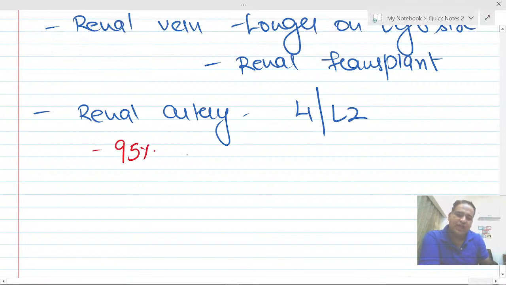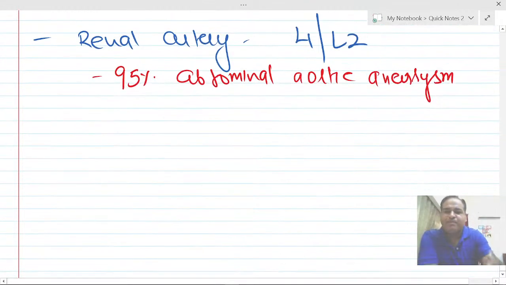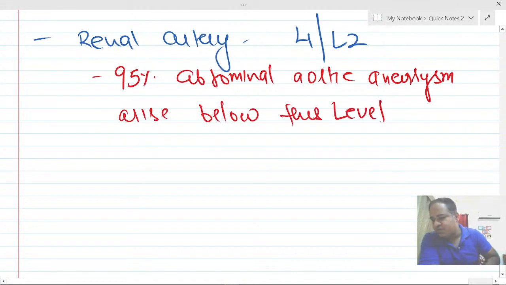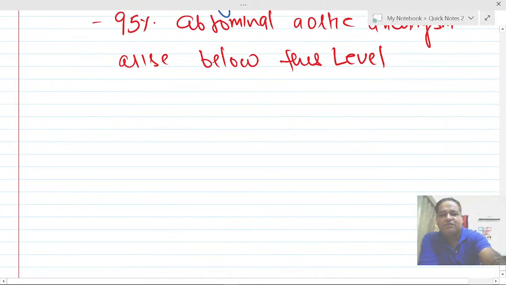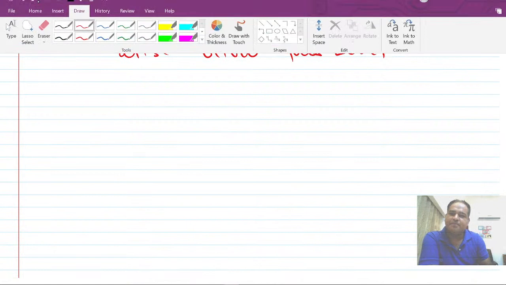What is the significance? 95% of abdominal aortic aneurysms arise below this level. They arise below this level.